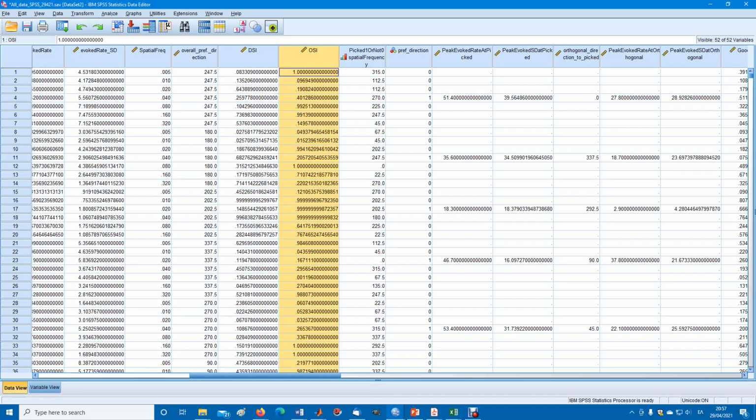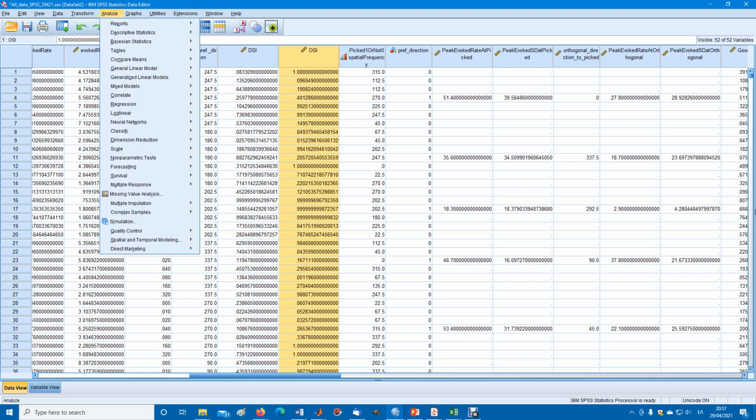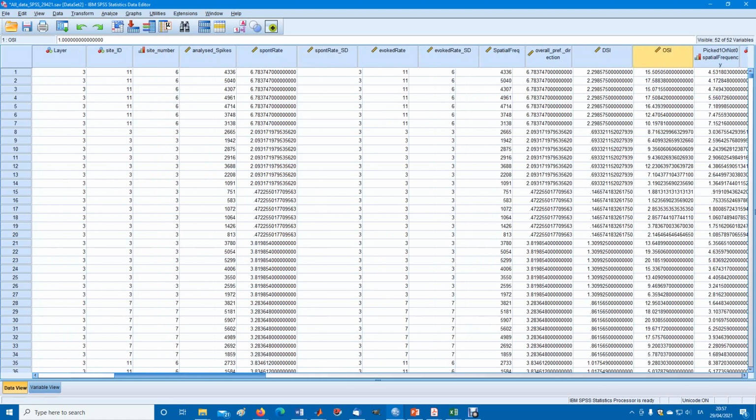Hello and welcome to my ad hoc explanation of the generalized linear mixed model in SPSS. Generalized linear mixed model here means that we have repeated measures, and we have this very big table here with lots of data.